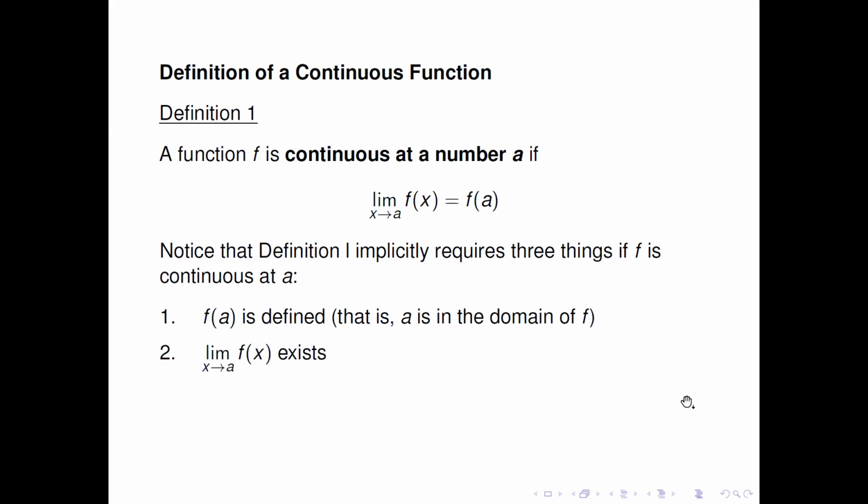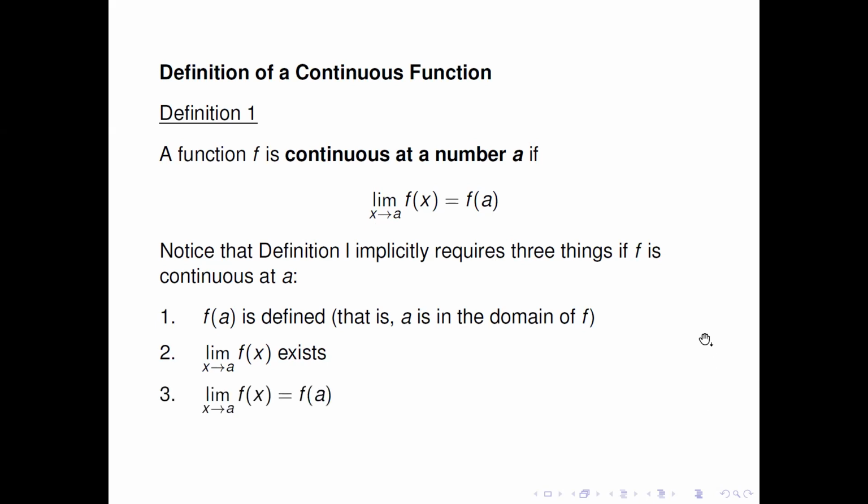The second condition is that the limit exists. So I'm hoping that you would have seen in the past that limits do not always exist. And a little bit later, we'll see conditions under which they don't exist. So the second condition here is that the expression on the left evaluates to something that does exist. So the limit as x approaches a of f of x does in fact exist.